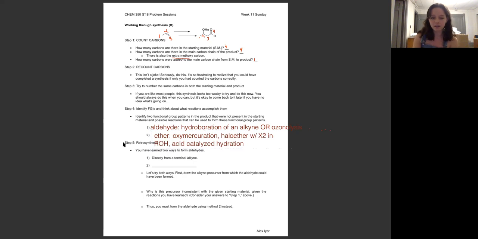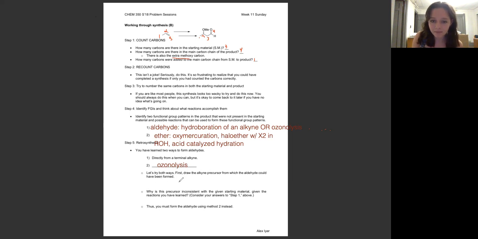Okay, so now let's start thinking retrosynthetically. So we just talked about this. We know two ways to form aldehydes, so we can make a terminal alkyne, or as Stephanie said, we can do some ozonolysis. So let's try drawing the alkyne precursor from which the aldehyde could have been formed. So we're going to draw the last step before the product, assuming that we are working with a terminal alkyne to make this aldehyde.